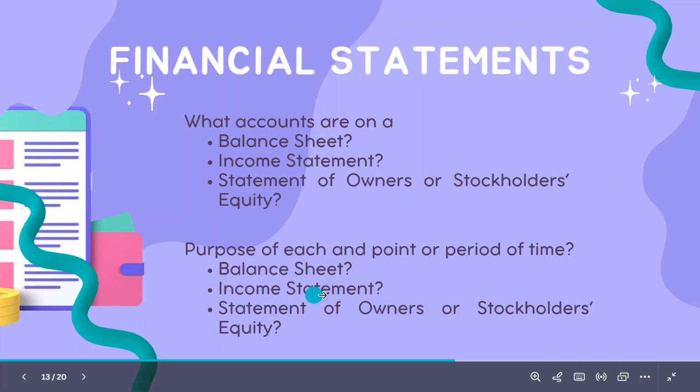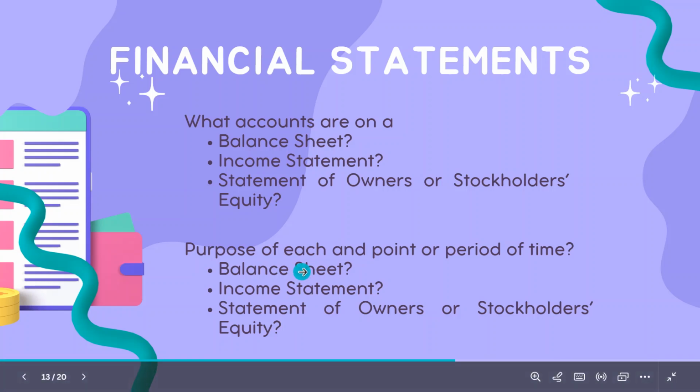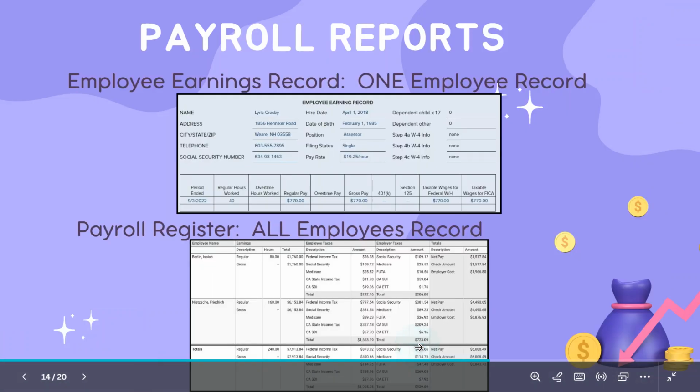Remember that this one and this one, since they have temporary accounts on them, those are for a period of time, for the month ended, for the quarter ended, whatever, these two. But the balance sheet is for a point in time. It's on a specific date. It's on the end of the month, end of the quarter, end of the year, one date, January 31, December 31. Okay. That is also on your test.